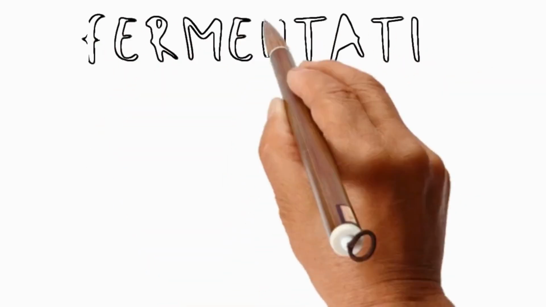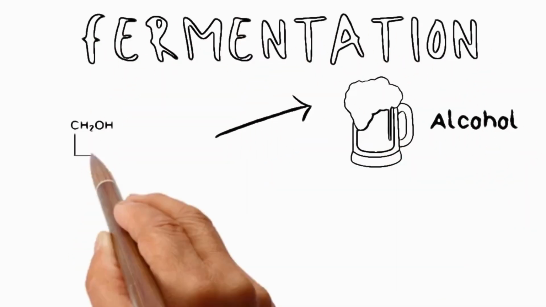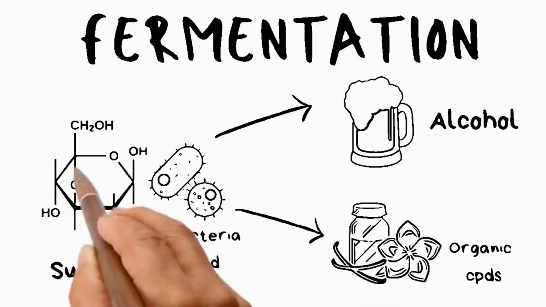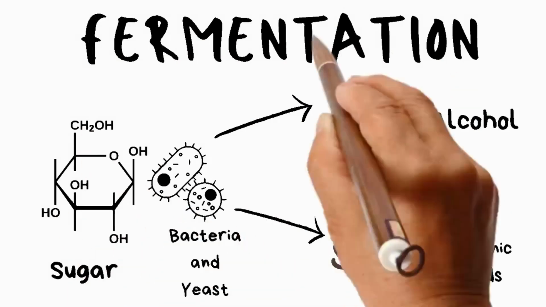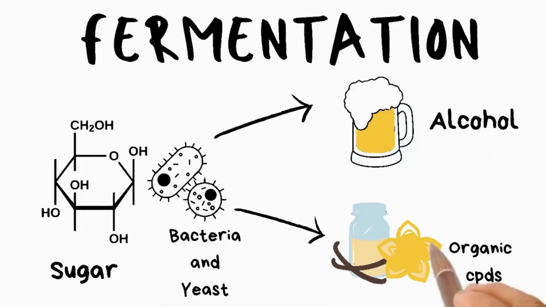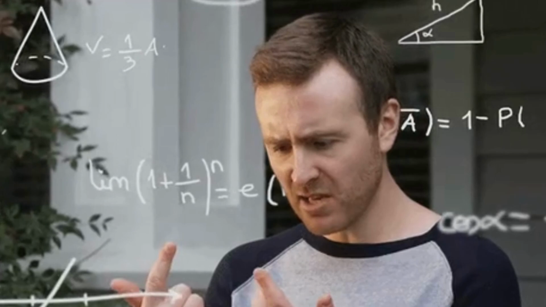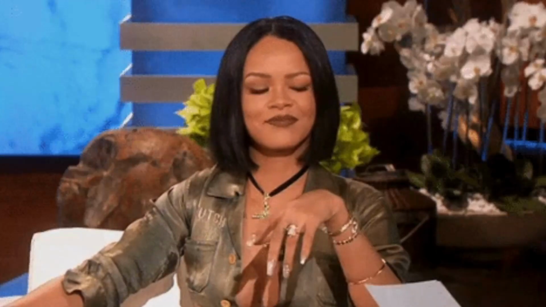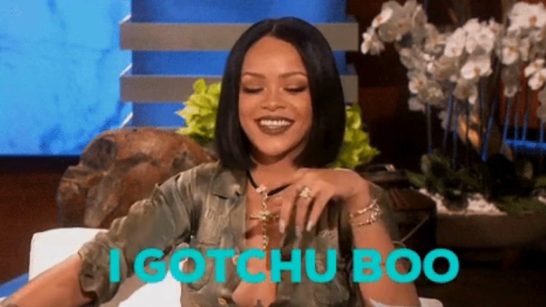Fermentation is a metabolic process that involves the conversion of sugars into compounds like alcohols and organic acids by microorganisms like bacteria, yeast, and mold. Now, if that statement sounded so scientific and so complicated, don't worry, I got you, I'm here for you. I will break it down for you.